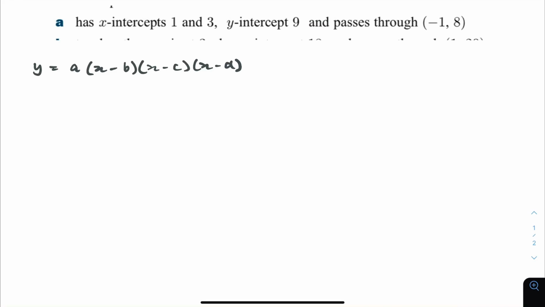Okay, so in this question, they're asking us to find the equation of a cubic with x-intercepts 1 and 3, y-intercept 9, and it passes through the point (-1, 8). So the general formula, or equation, of a cubic is written like this.